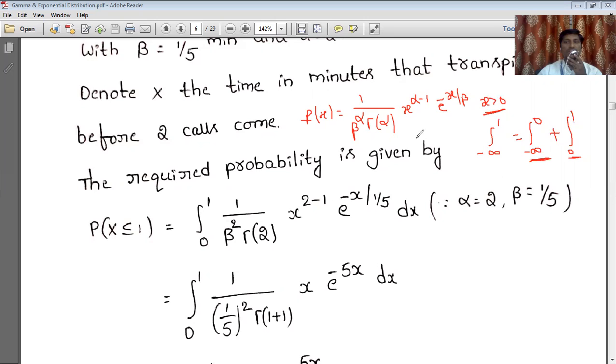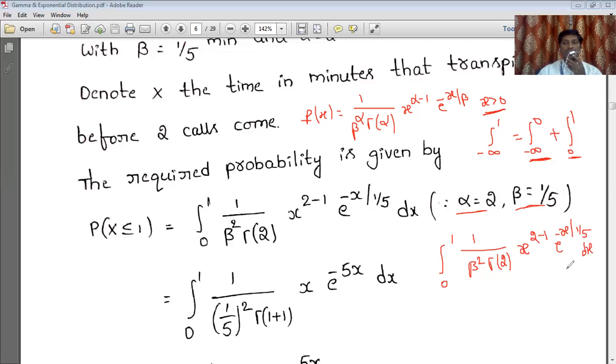So that's why we are writing here 1 by beta power alpha gamma alpha, x power alpha minus 1, e power minus x by beta. Here alpha is equal to 2, already we know that, and beta is equal to 1 by 5. Simply we are calculating 0 to 1. Here it is 1 by beta square, because alpha is equal to 2, and next gamma alpha is gamma 2, and next x power alpha minus 1, that is 2 minus 1, and e power minus x by beta. So minus x by beta is nothing but how much? Here it is 1 by 5, dx.